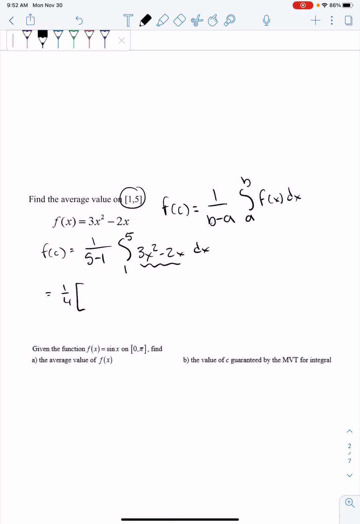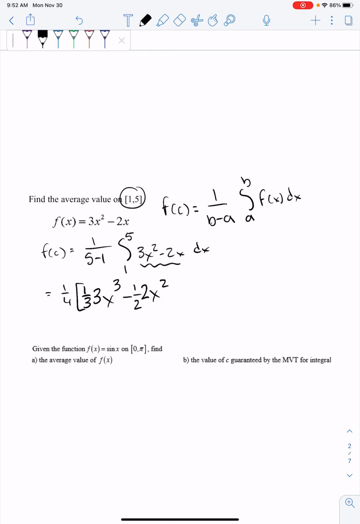This 1/4 is out in front, and I'm going to multiply it by everything else at the end. So I'm just going to leave that 1/4 out in front. Now I'm going to integrate the inside. So this becomes x cubed. I already have a 3, but I need to multiply by the 1/3 because of that x cubed. And then minus, that becomes an x squared. I already have a 2, but I've got to multiply by 1/2 because of that power 2 up there.